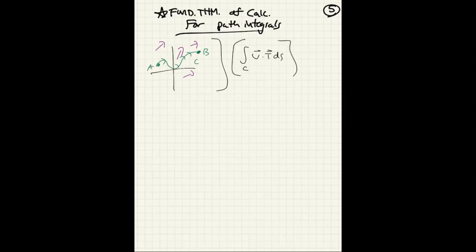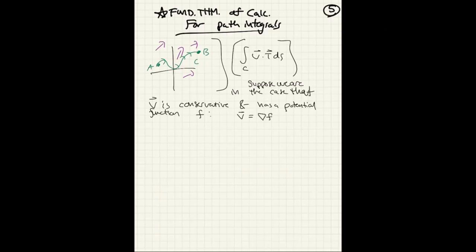So suppose we are in the very special case that v is conservative and has a potential function. I promised that this was going to be important at some point, and today's that day. Remember, having a potential function just means that v is the gradient of f for some f. Okay, so let's explore the value of that integral.